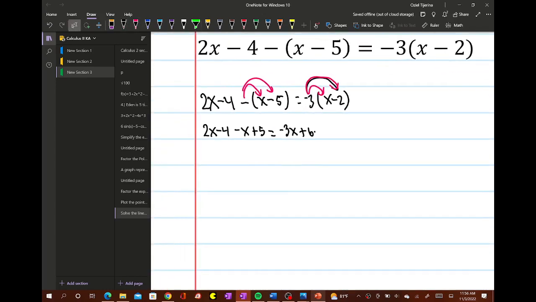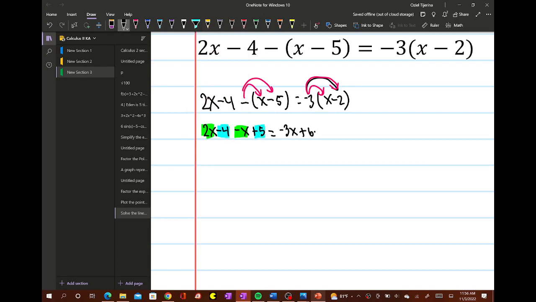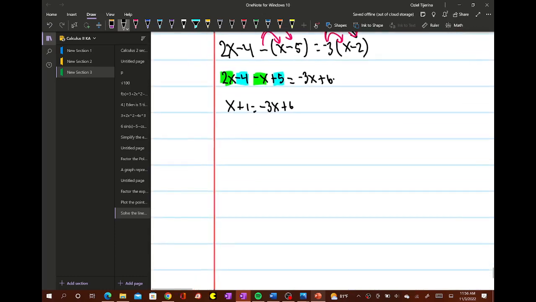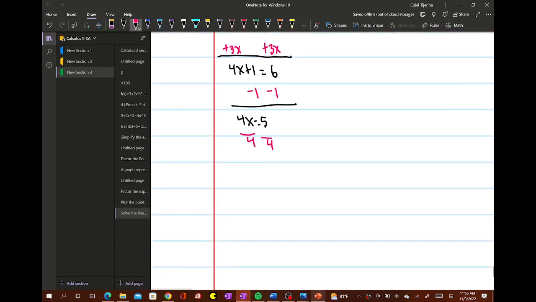So now, again, it's a matter of combining like terms. So this is 2x minus x, and we also have a negative 4 and a 5. So this will be x plus 1 equals negative 3x plus 6. Okay, so now you're going to add 3x on both sides. We have 4x plus 1 equals 6, and then subtract 1 on both sides, and then you have 4x equals 5, and then divide both sides by 4, and you get that x equals 5 over 4, okay?